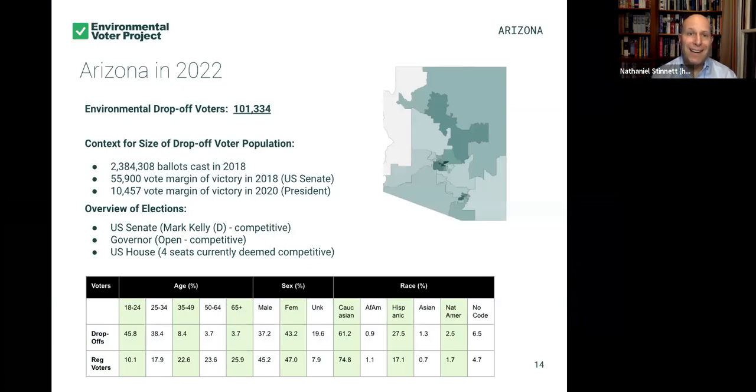We have identified 101,334 of these environmental drop-off voters in the battleground state of Arizona. As a reminder, that means they are registered to vote. They have a very high likelihood of listing climate or the environment as their top priority. They voted in the 2020 presidential, but haven't voted in any other election going all the way back to 2016.